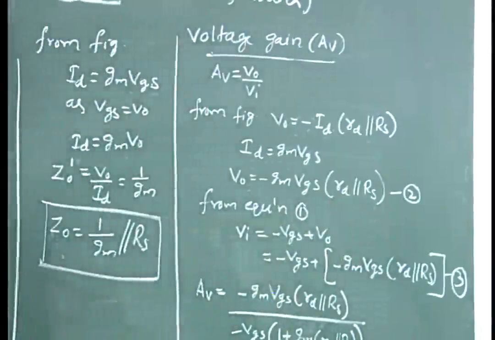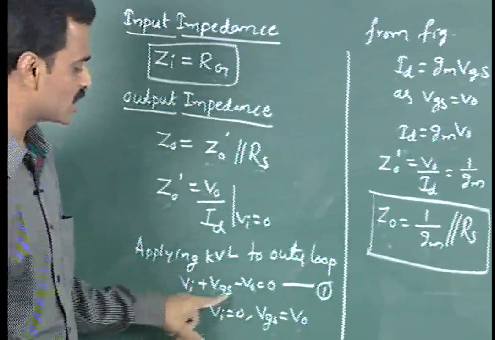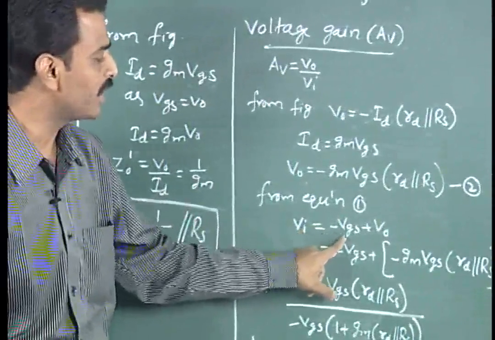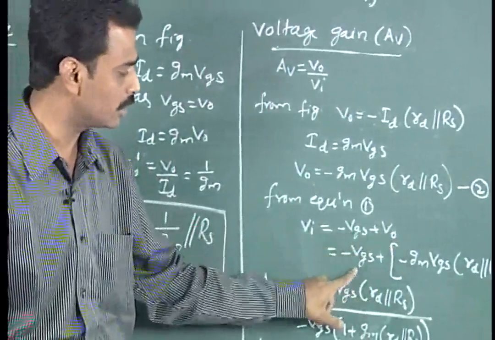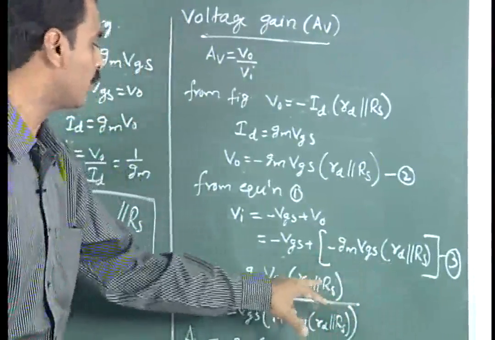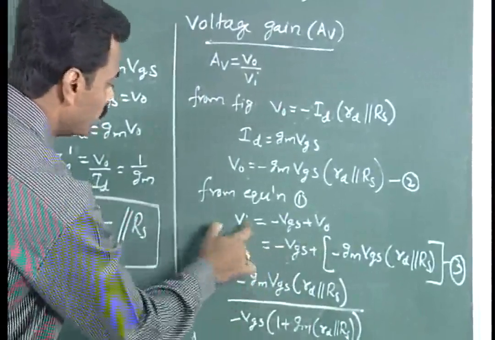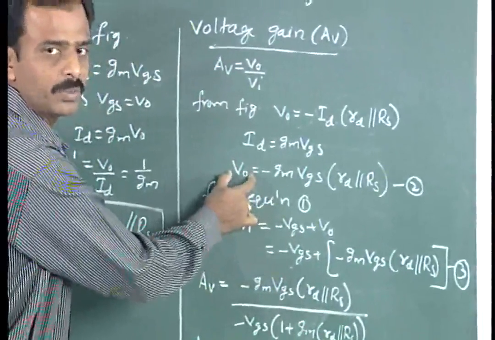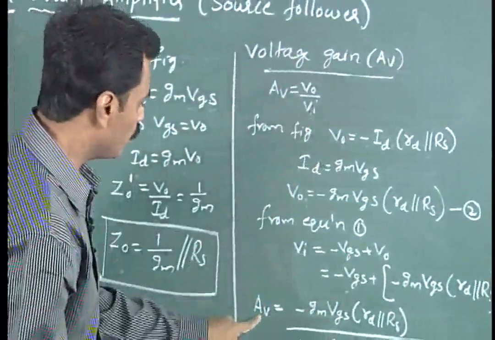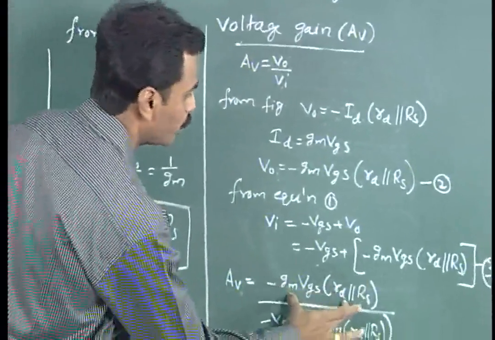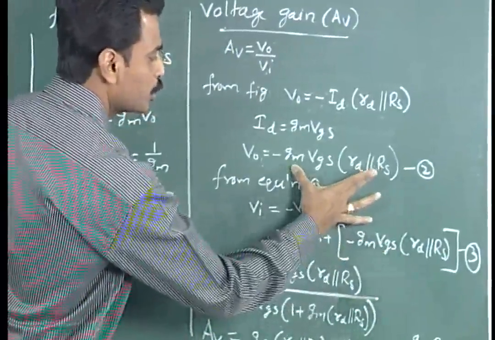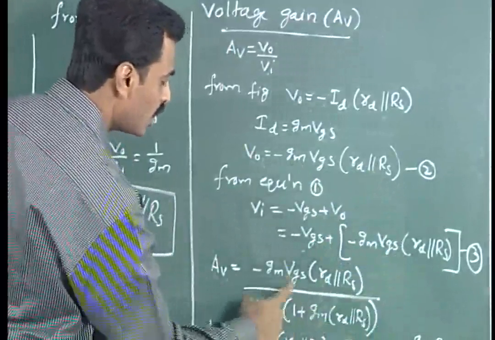As we know from equation 1, Vi plus VGS minus V0 equal to 0, I am using the same expression here, where Vi will be equal to minus VGS plus V0. This V0 remains the same, and has been substituted in this equation. After simplifying this, we'll get the value of Vi separately and V0 separately, but we want the voltage gain, which is the ratio of output voltage to the input voltage, V0 by Vi. So this gives the voltage gain.